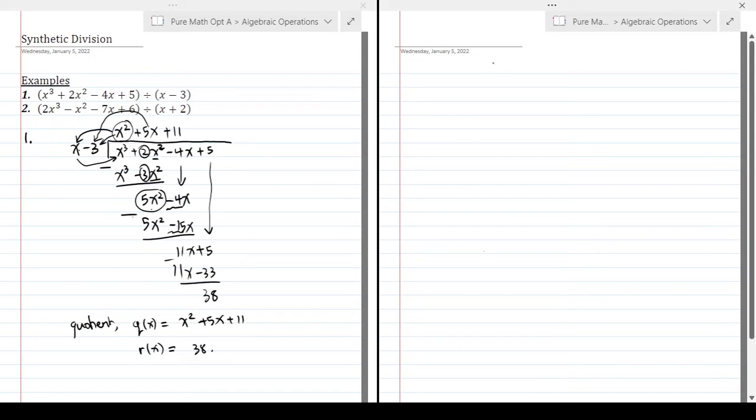There is a single drawback with synthetic division. First of all, the divisor, so let me put synthetic division again here.